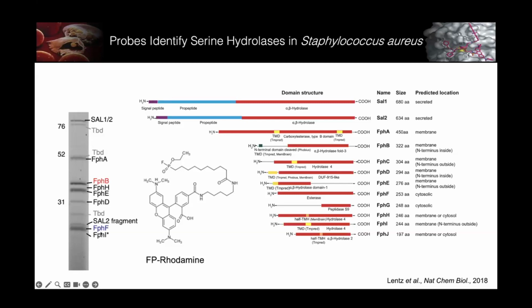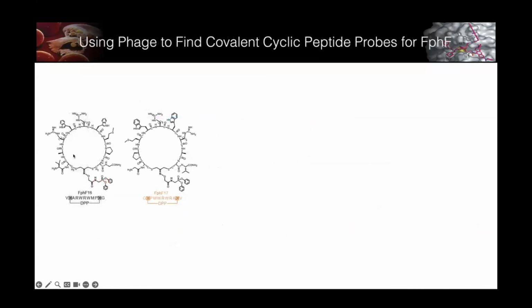So we took this one, FPHF, which is one of the more abundant ones that expressed really well recombinantly. You can see here, it doesn't have any kind of transmembrane domain, so it expressed very well. We ran it through our phage panning, and we were able to get cyclic peptides out that bind. All we did was change the warhead here. Instead of using a vinyl sulfone, we used a diphenyl phosphonate, and this is the target one that we got, the optimized peptide.